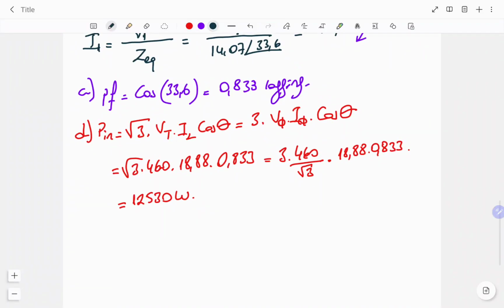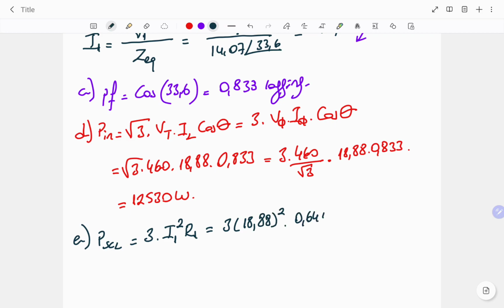The next calculation can be the stator copper losses. We know the current, we know the resistance value, so stator copper losses can be calculated with 3 times the current flowing through the stator winding squared times the stator winding resistance value. So 3 times 18.88 squared times 0.641, which is the resistance value, will be 685 watts.